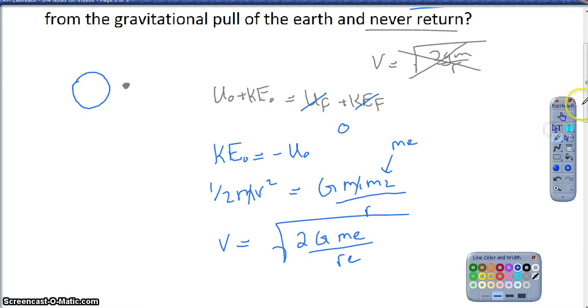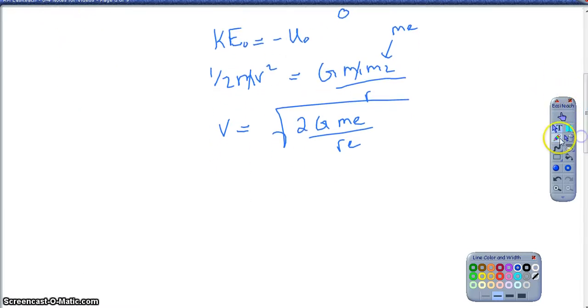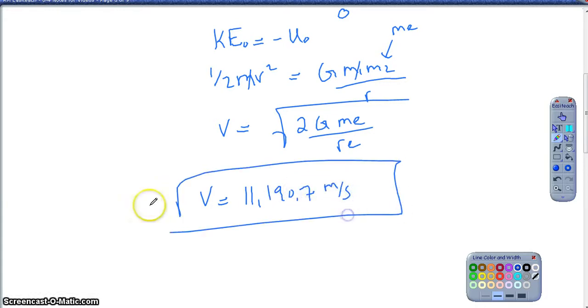And solving for that velocity is as easy at this point as plugging in the numbers. You do have to take advantage of the numbers that I gave you in the previous problem. The mass of the Earth being 5.98 times 10 to the 24th, and the radius of the Earth being 6.37 times 10 to the 6th. When I do that, I get a velocity of about 11,190.7 meters per second. So plugging in the values for the Earth, I end up with that measurement.